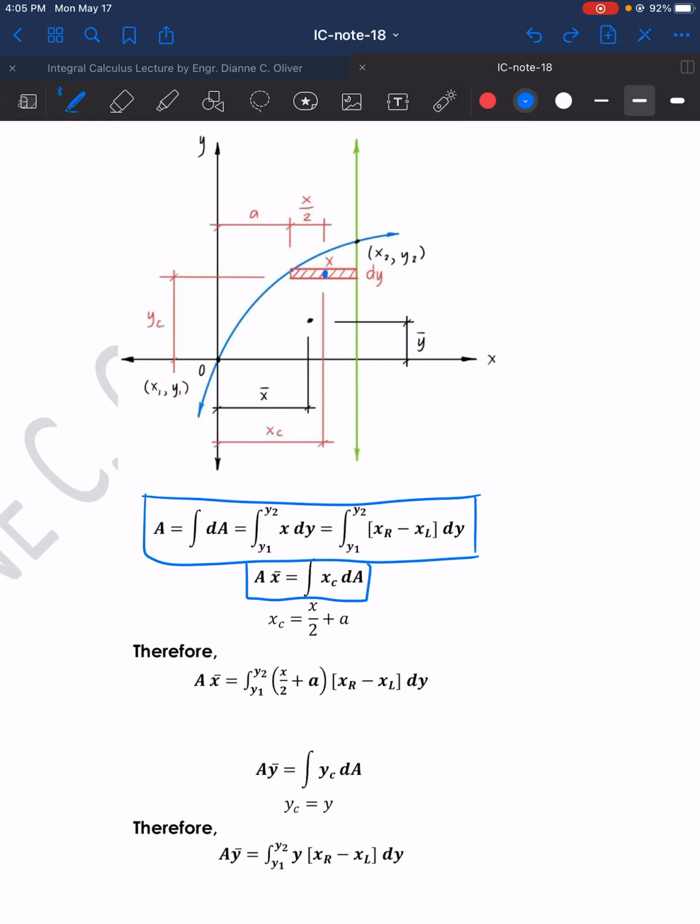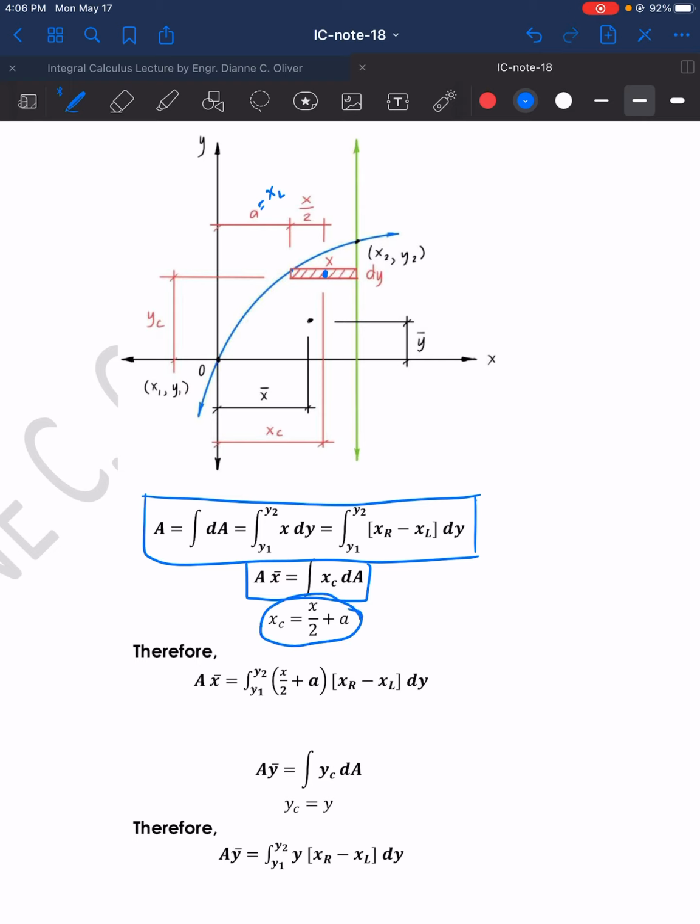Now if we look at this, to find xc, that is equivalent to x over 2 plus this distance here. Now what is this distance a here? The distance a is actually equal to the x left. If you observe, it is located at this portion here, from the origin to this point, and that is the x left. So that is the xc.